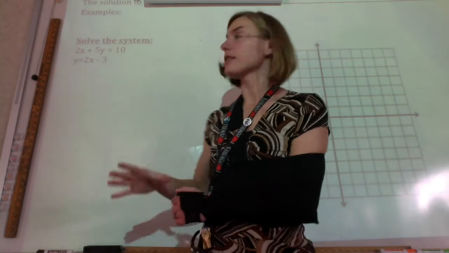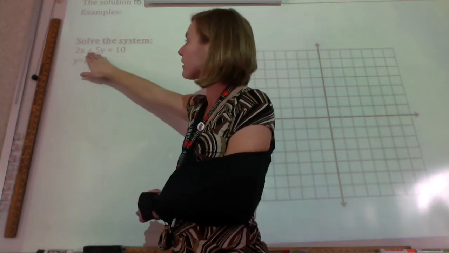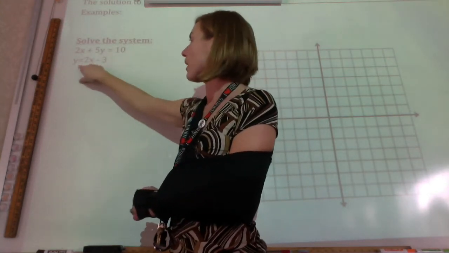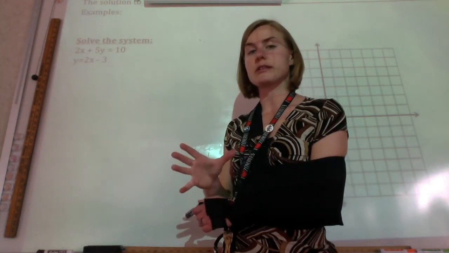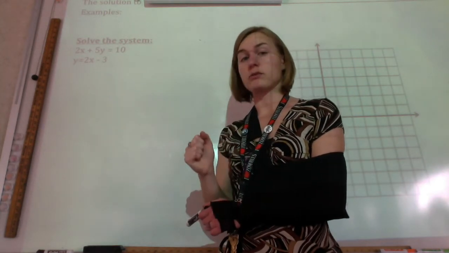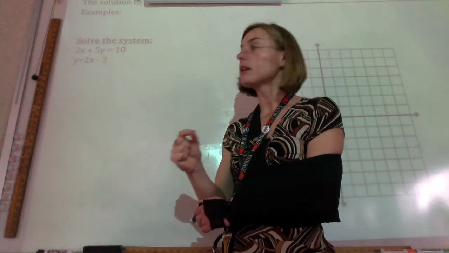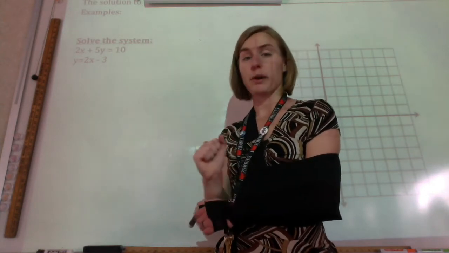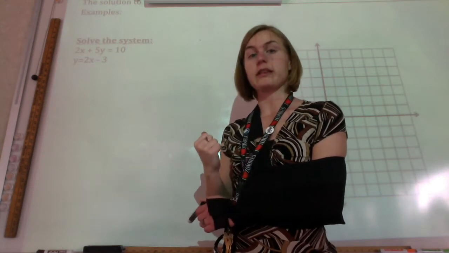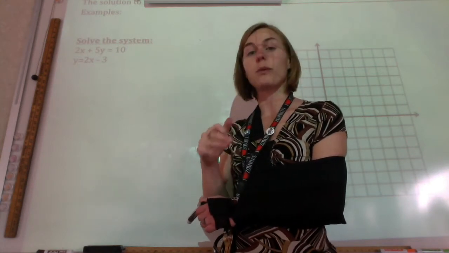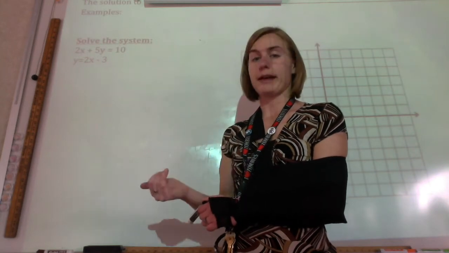So now we're going to solve the system that has the equations 2x plus 5y equals 10 and y equals 2x minus 3. So remember, the solution to the system is where those lines cross. We're essentially looking for the point that works in both of those equations. Now, solving by graphing is not the only way to solve these, but it is the first and most fundamental way of solving that you can always go back to.